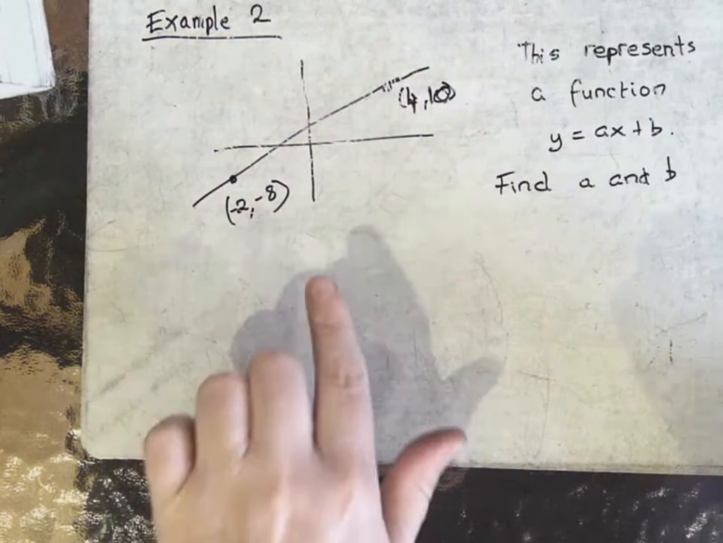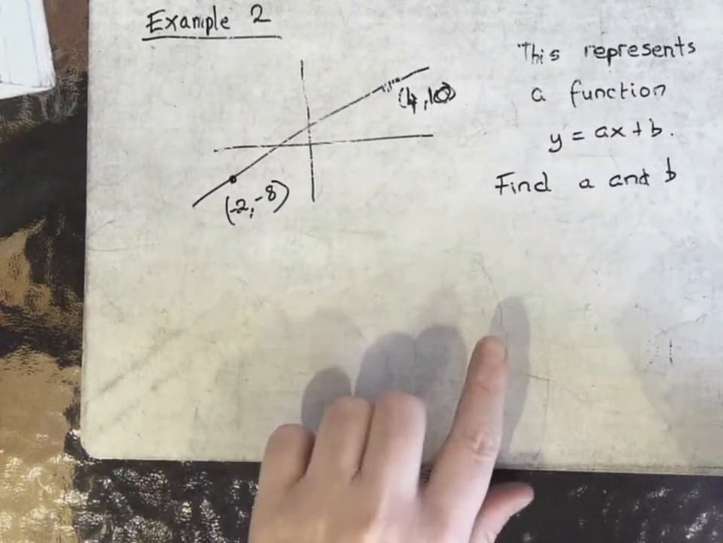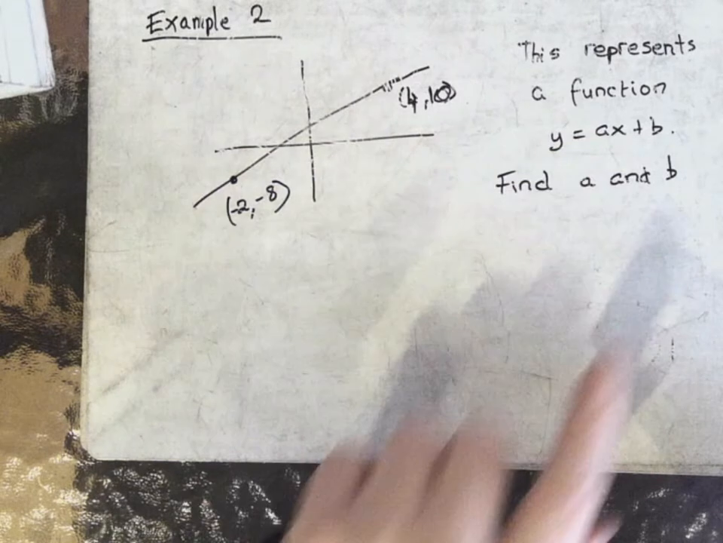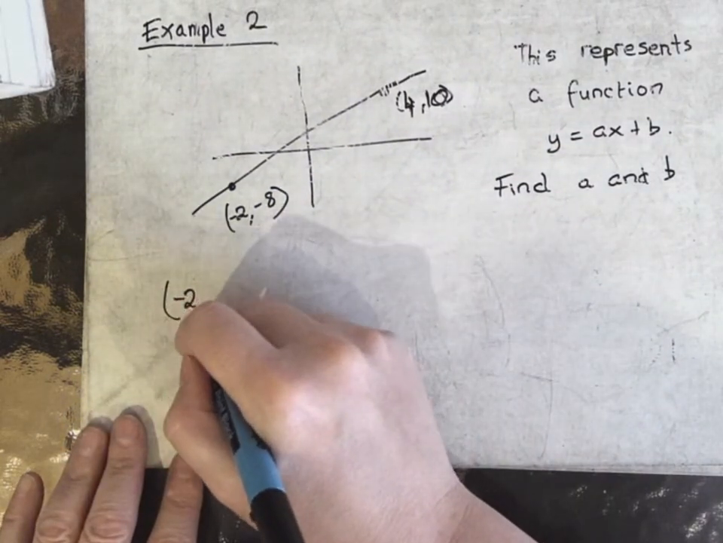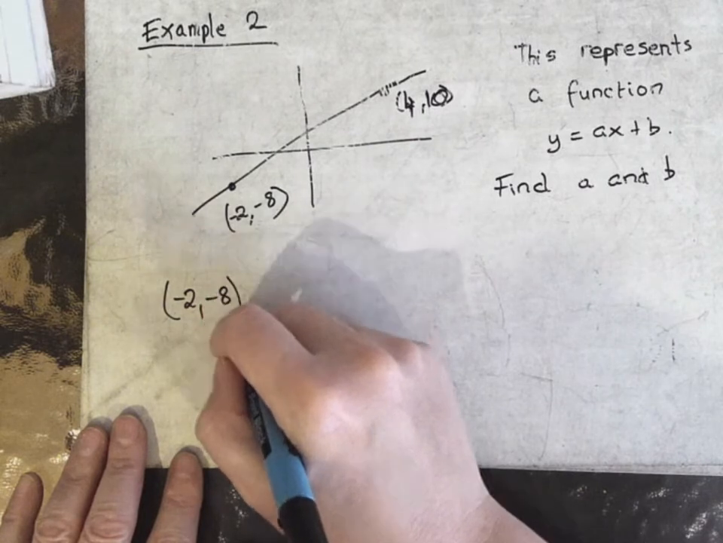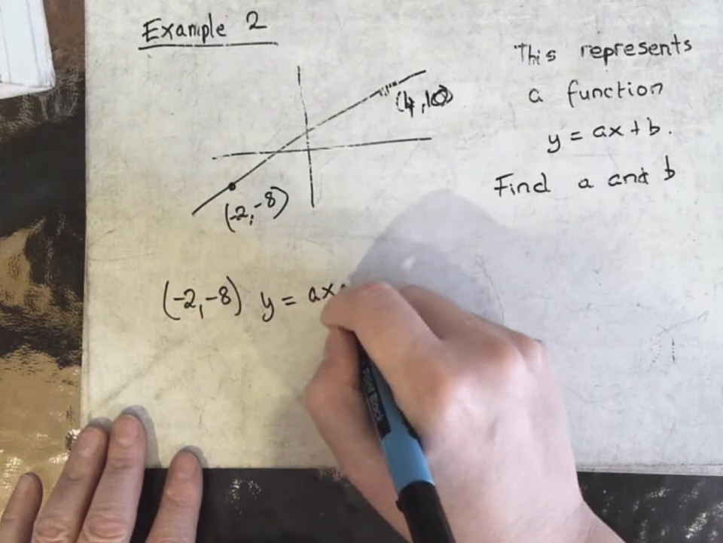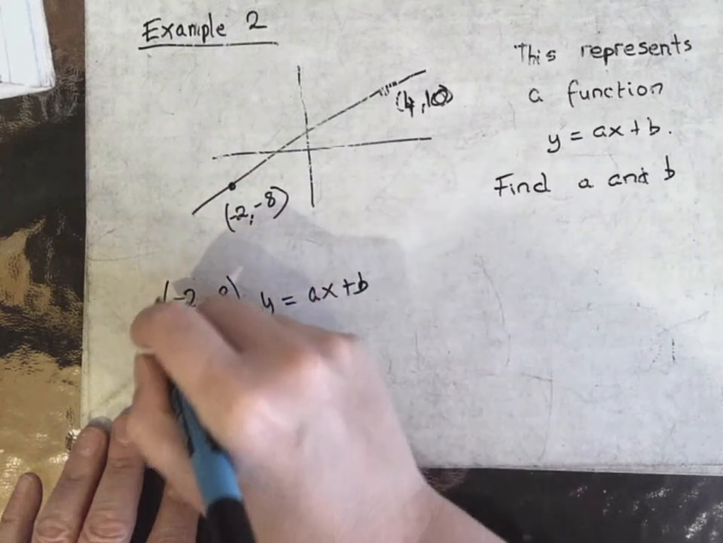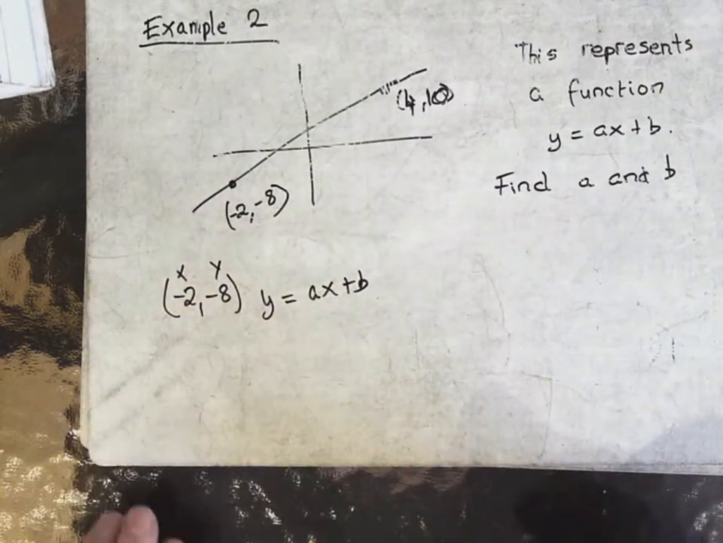So here's a line, here's 2 points on the line, here's the general equation for a line, find out what that a stands for and what that b stands for. So you take the first point, minus 2, minus 8, into the general equation, which is y equals ax plus b. Everywhere I see an x, I'm putting in a minus 2. Everywhere I see a y, I'm putting in a minus 8.